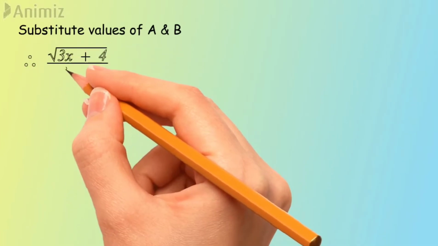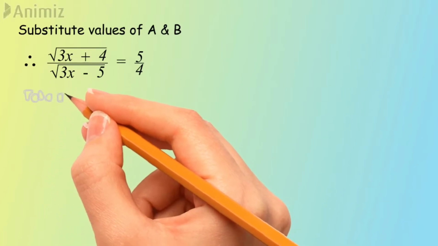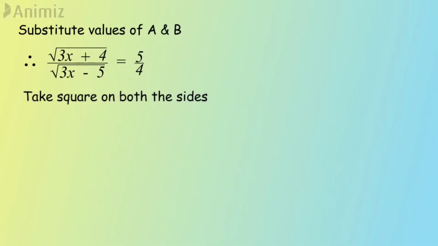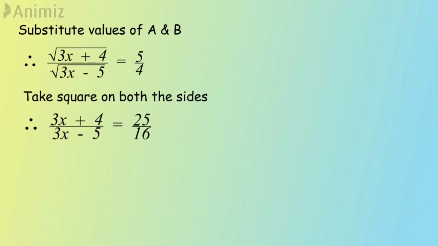Now resubstitute the values of a and b. A is under root 3x plus 4 and b is under root 3x minus 5. When I resubstitute the values of a and b, I will get this. Now to get rid of the square roots, we have to take the square on both sides. When you take the square on both sides, the root sign on the left-hand side will disappear. On the right-hand side, 5 square is 25, 4 square is 16. So what you will get? 3x plus 4 upon 3x minus 5 equal to 25 upon 16.